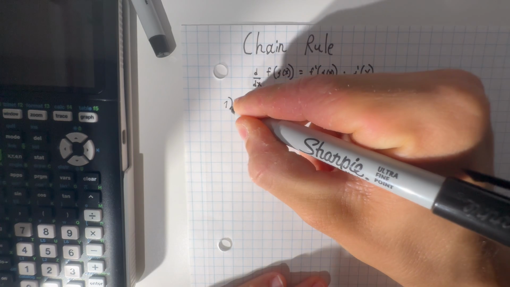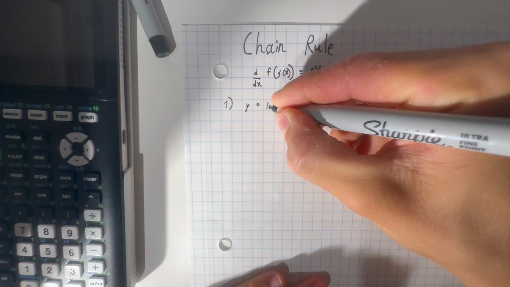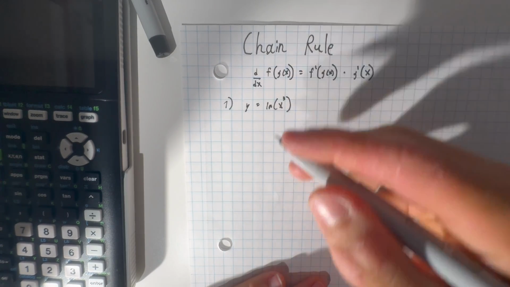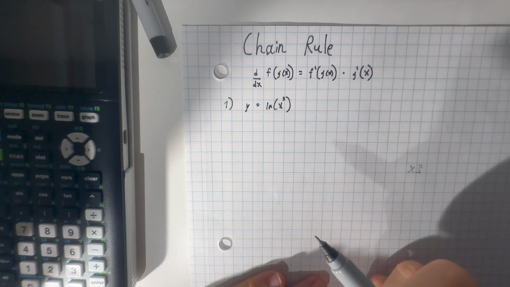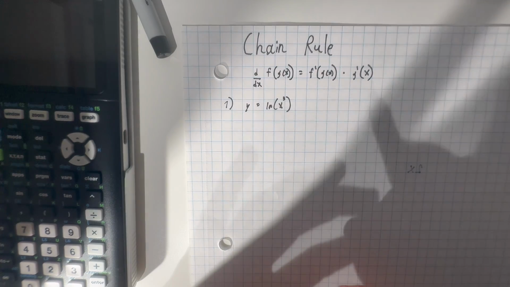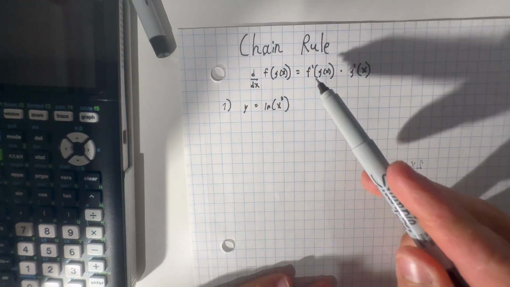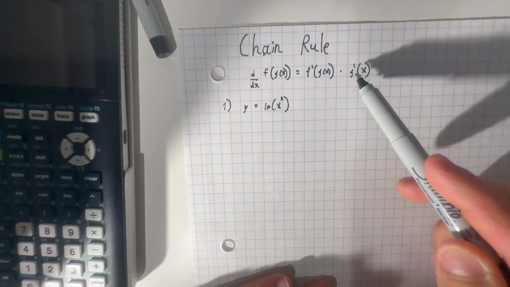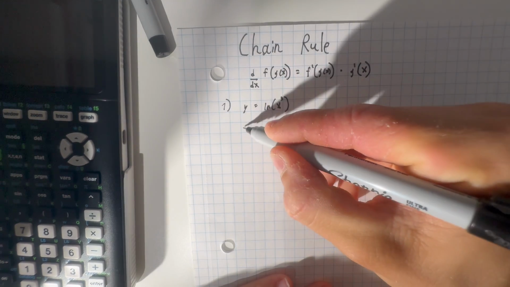So let's start off with something simple, such as y is equal to the natural log of x to the power of 3. So first thing I want you guys to recognize is that the natural log is the outermost function. Basically what I'm trying to say is that this function engulfs the other function. So basically our f function is going to be the natural log, and our g function is going to be the x to the power of 3. So let's apply this rule.